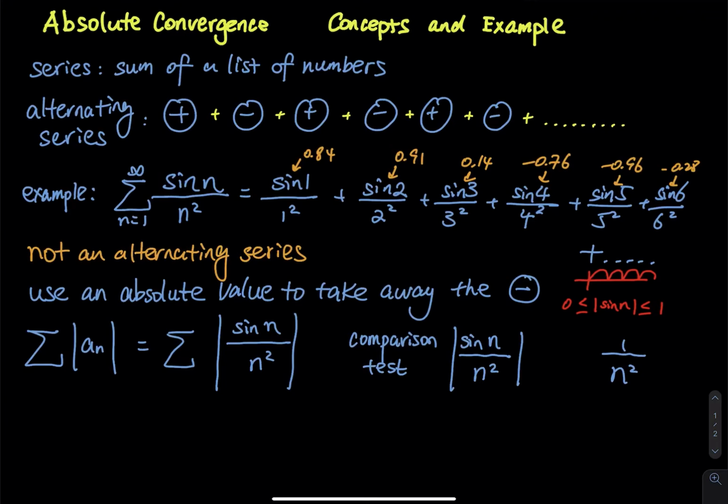In this video, I would like to introduce the concept of absolute convergence. So first of all, we are talking about a series, right? So what is a series? A series is a sum of a list of numbers, and in the previous lessons we talked about alternating series. So alternating series means you are summing up a list of numbers.